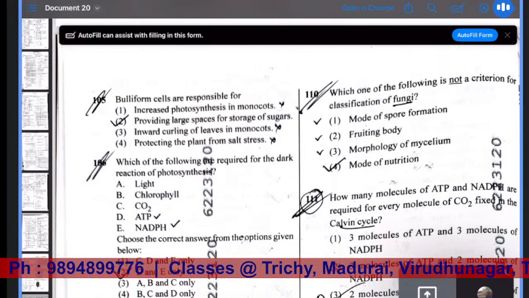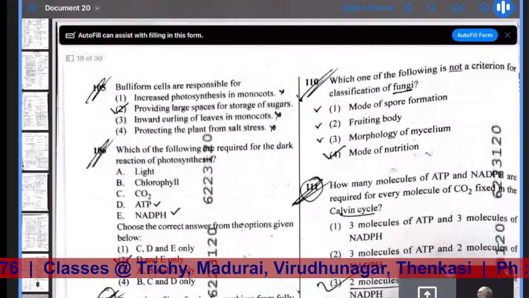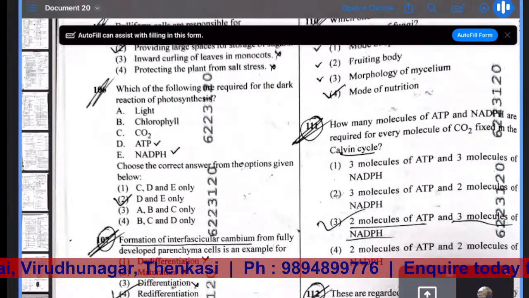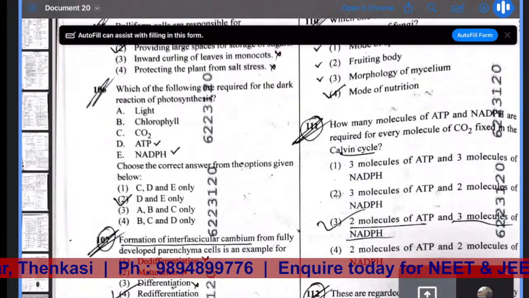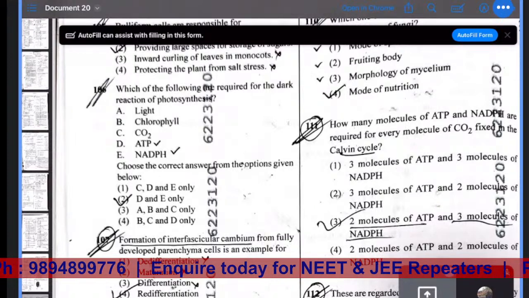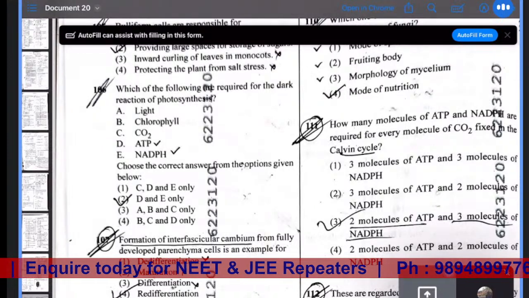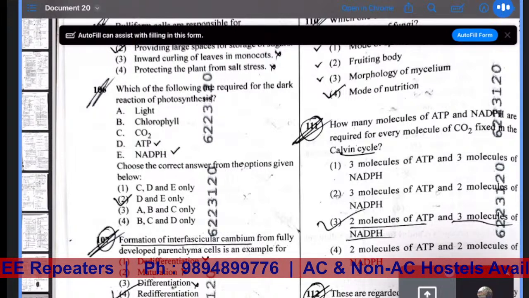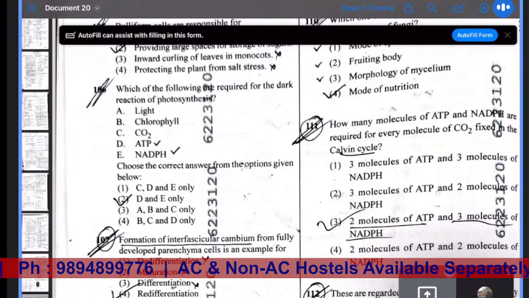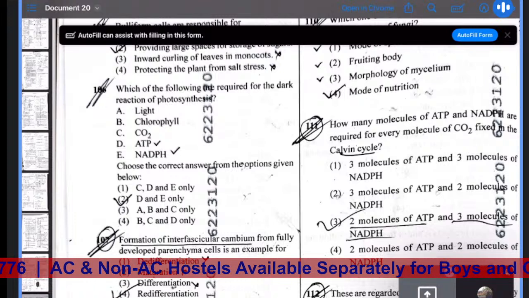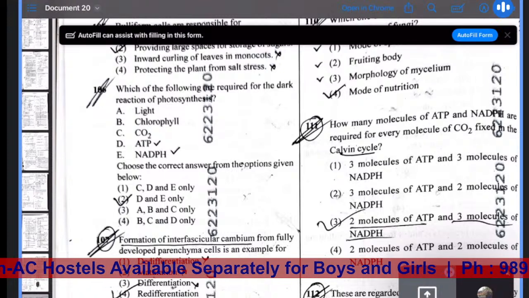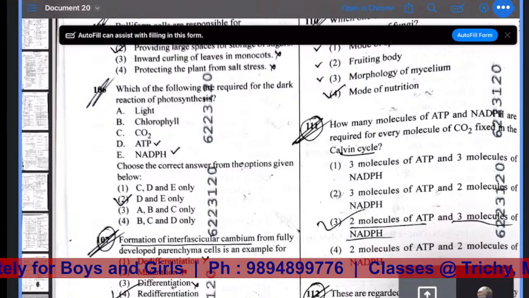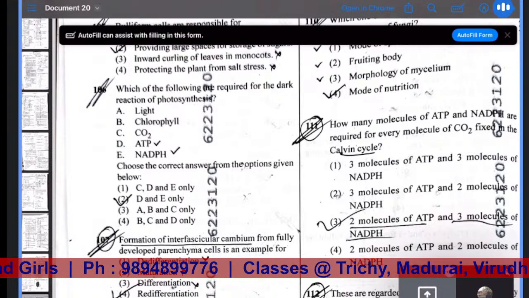Okay. Then question number 106, which of the following are required for the dark reaction of photosynthesis? See, students, they have asked for the dark reaction. Don't confuse yourself with the light reaction. Option A, light, is completely needed for the light reaction to occur, not for the dark reaction, because the dark reaction is a completely light-independent phase. So A, light, is not necessary. B, chlorophyll. Again, chlorophyll pigment is necessary for trapping the sunlight. Hence, option B, chlorophyll, is also not needed.